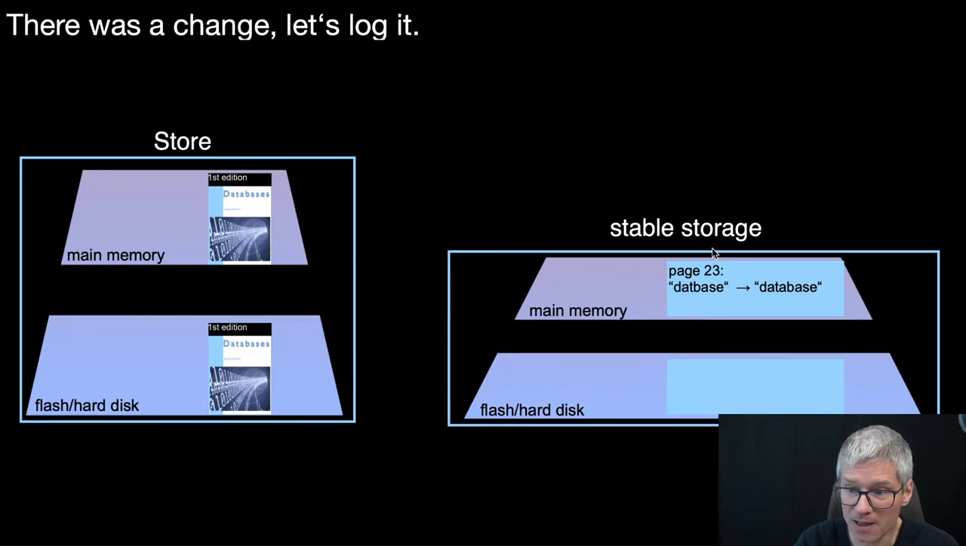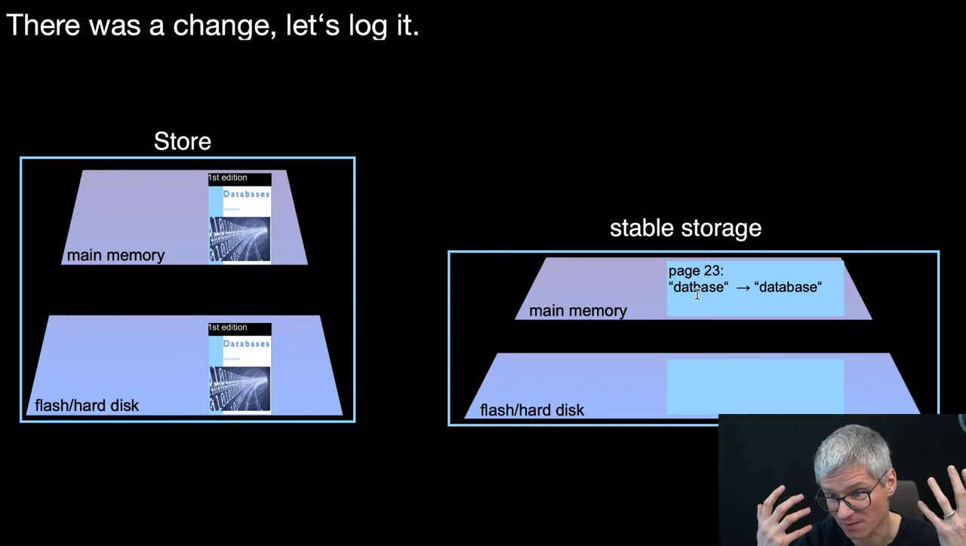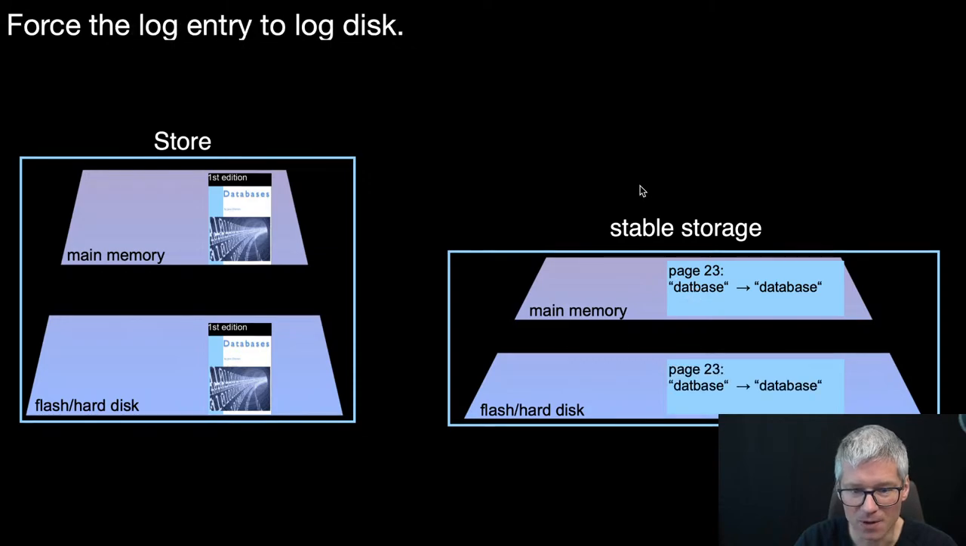If we want to do a change on page 23, this typo, it's important we first put it here. But what does it really mean? Because we didn't persist it yet, it's in main memory. If we have a power failure, it's gone. So what we should do is persist it and then apply the change to the store. So once we wrote it, we forced it on disk.